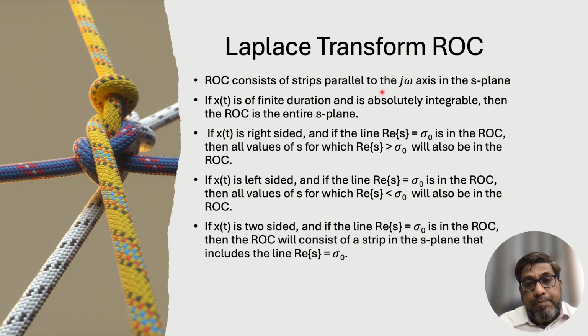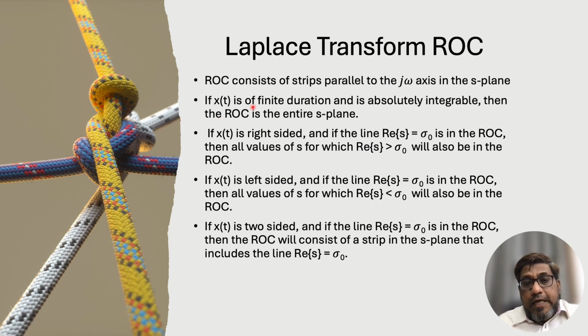So it could be a strip parallel to the j omega axis starting at some point to the right of some line parallel to the j omega axis and either extending to infinity on one side or the other, but in general it's a rectangular strip parallel to the j omega axis. Or in the case of the two-sided signal, we had a situation where it was a rectangular strip bounded on both sides by some lines. So in general, what we notice is that the ROC of the Laplace transform consists of strips which are parallel to the j omega axis.